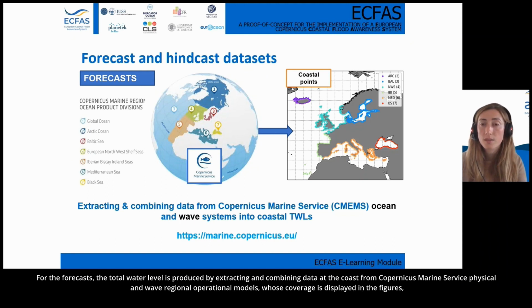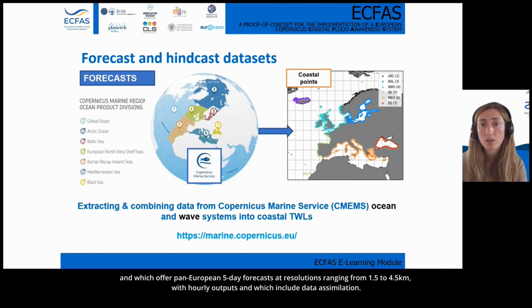So for the forecasts, the total water levels are produced by extracting and combining data at the coast from the Copernicus Marine Service physical and wave regional operational models, whose spatial coverage is displayed in the figures here on the screen, and which offer altogether pan-European 5-day forecasts at resolutions ranging from 1.5 to 4.5 kilometers at the coast, with hourly outputs, which include also data assimilation and coupling levels between the wave and the ocean systems.